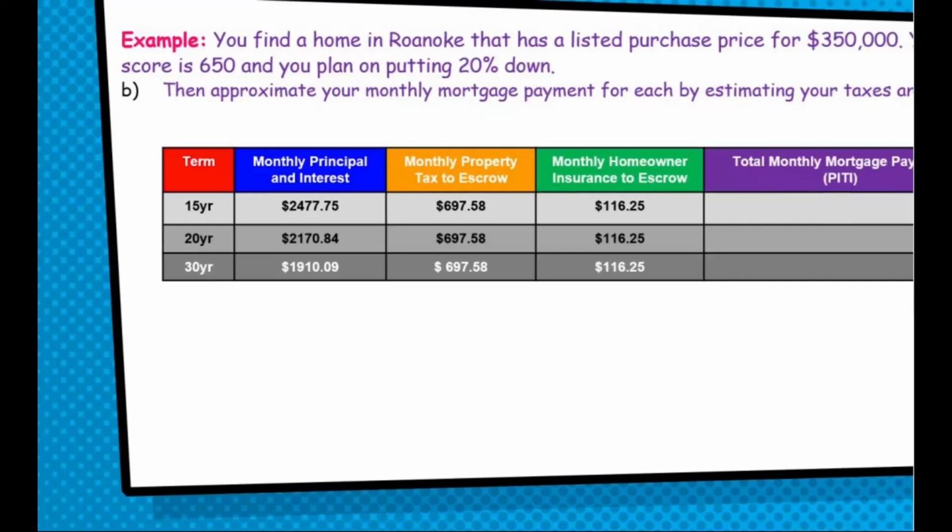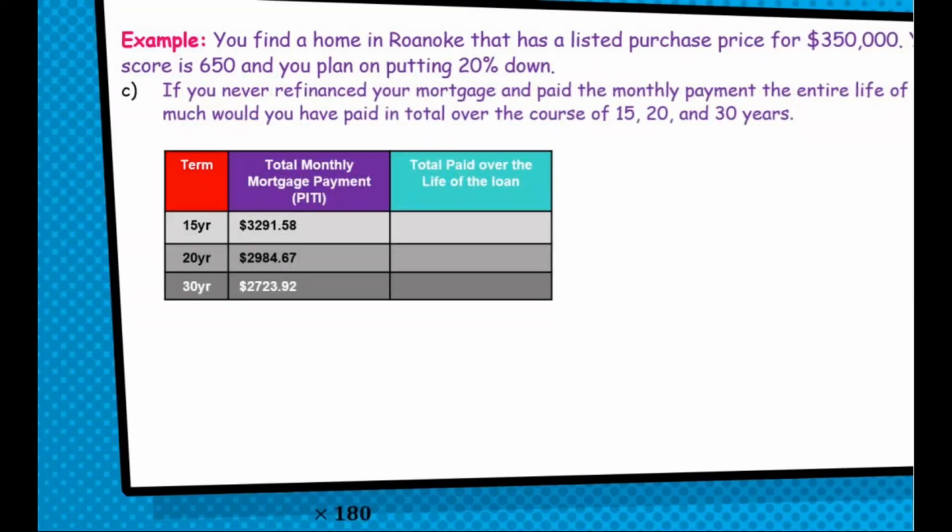I want to add those things together. So if I do $2,477.75 plus $697.58 plus $116.25, I get this amount. This is more than likely a rough estimate of what I'm going to be paying based off of these. Yes, when you look at the 15-year, that's more. That's a lot bigger payment, but you're also paying way less interest on that, and we'll look at that in a second. And you're paying it off in half the time.